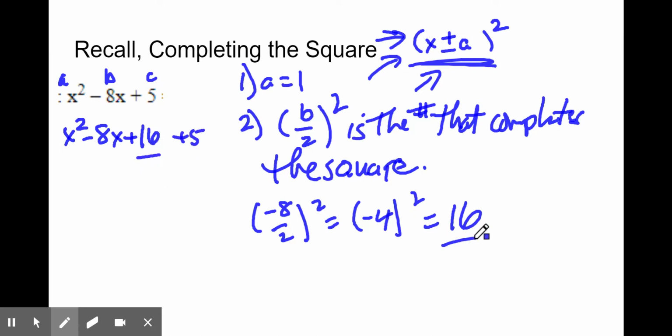Because this is the number that completes the square, but I still have a plus 5 here, and I can't just start randomly adding numbers to expressions. So I added 16, I also have to take 16 away. You added 16 in, you have to subtract 16 out.